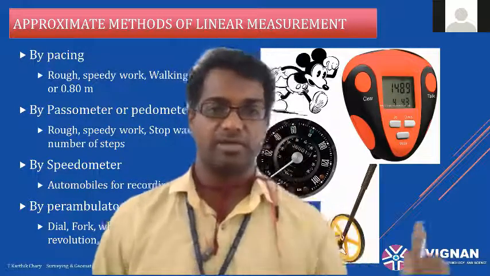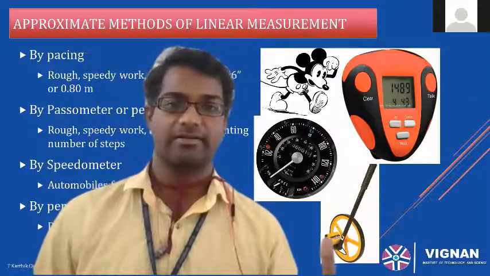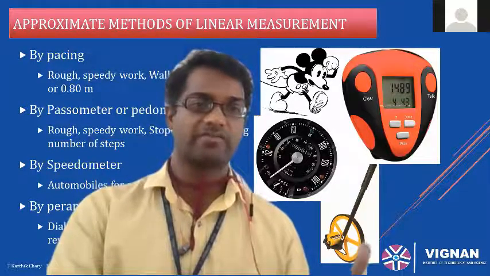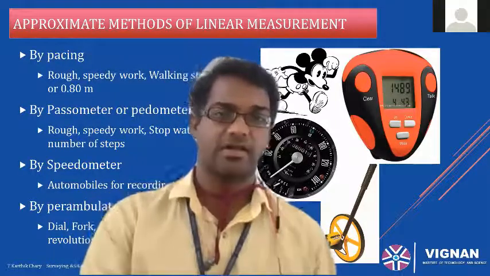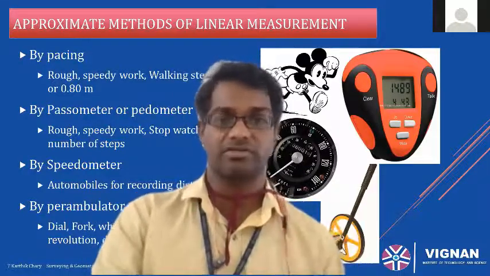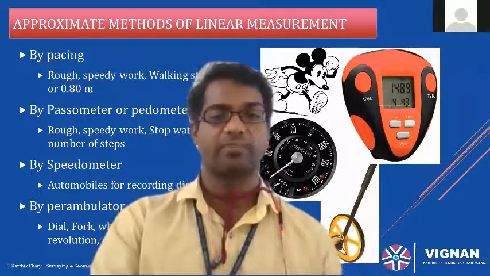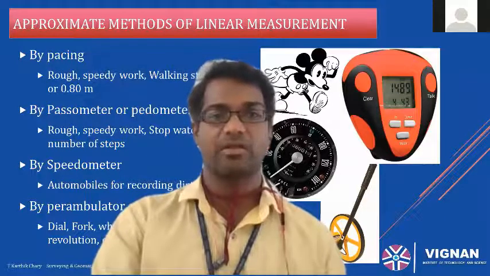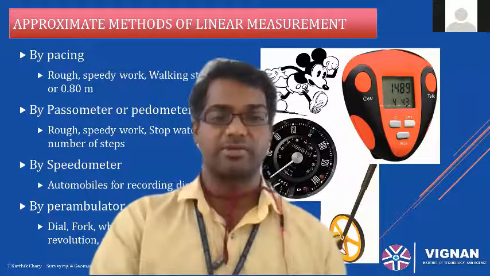Then we have the perambulator. This is famous. You can see here we have a wheel and a handle. We hold the handle and start rotating the wheel, and automatically it shows the number of rotations, and the distance traveled is also displayed. This is one approximate method. So in the approximate method there are four types: pacing, passometer or pedometer, speedometer, and perambulator.